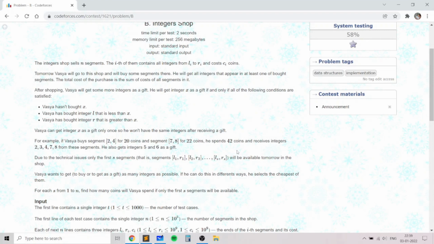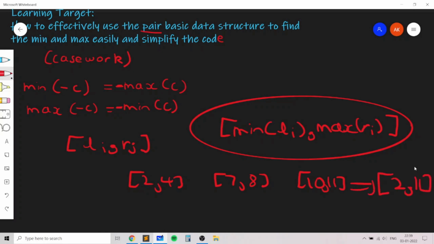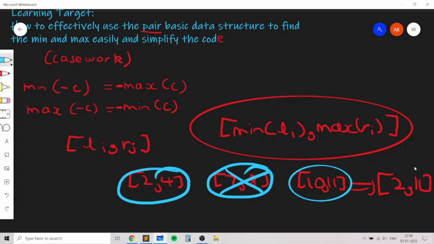That's why if you had 3 segments, so let's say 2, 4, 7, 8 and 10, 11 for example, then in this case Vasya has actually bought all elements lying in 2 to 11, and this segment 7 to 8 has gone waste. So Vasya should not buy this segment. Vasya needs to buy only 2, 4 and 10, 11. So that's the second key idea, which is that only 2 segments are required at most. Even 1 segment could be required, but at most 2 segments will be required.